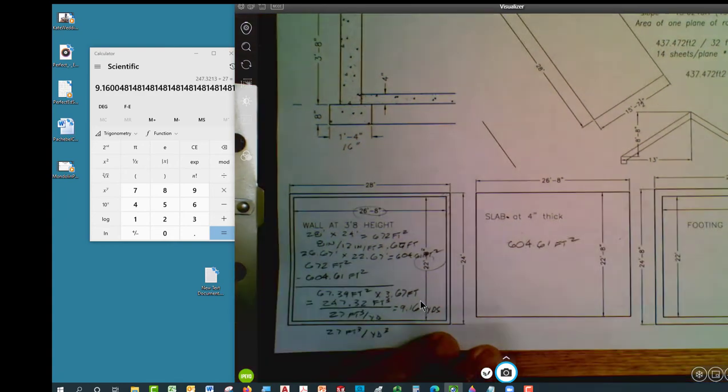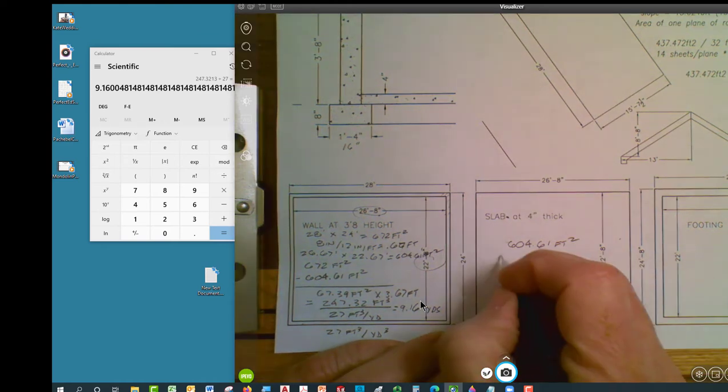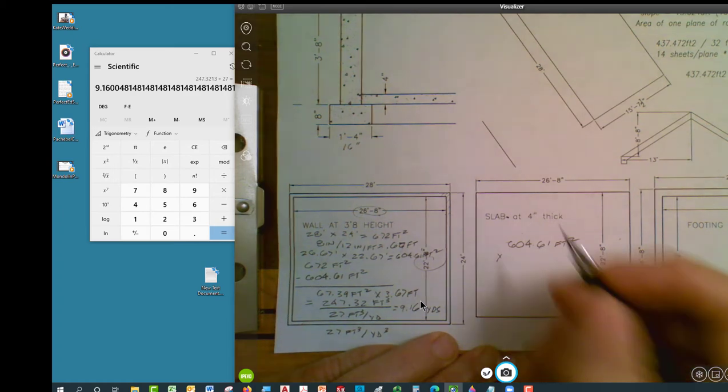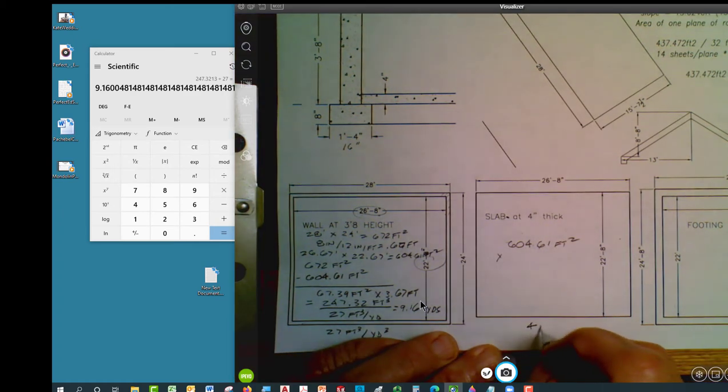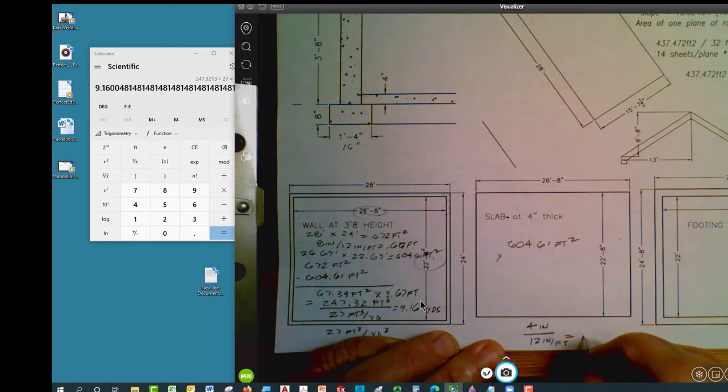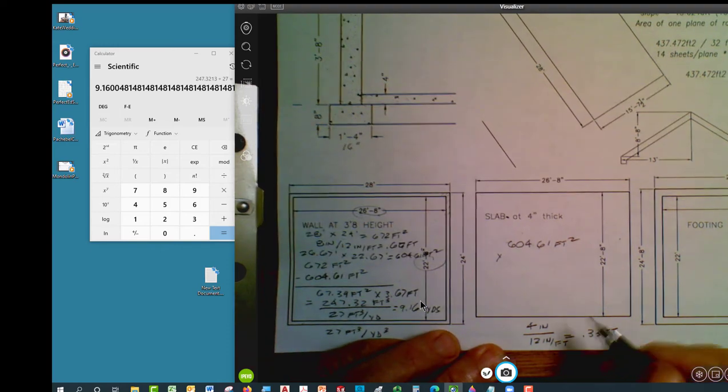So we know that because of the same values. Now, what do we do to get the volume? We multiply that times 4 inches. Well, 4 inches divided by 12 inches per foot equals 4 divided by 12, 0.3333333. So we'll just call it good. So that's 0.33 feet, which represents 4 inches.